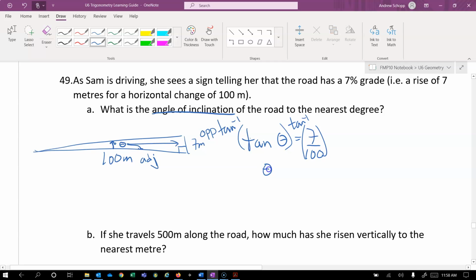And we end up with theta is equal to inverse tangent of 7 over 100. And you can throw that in your calculator. Should end up with 4 degrees.